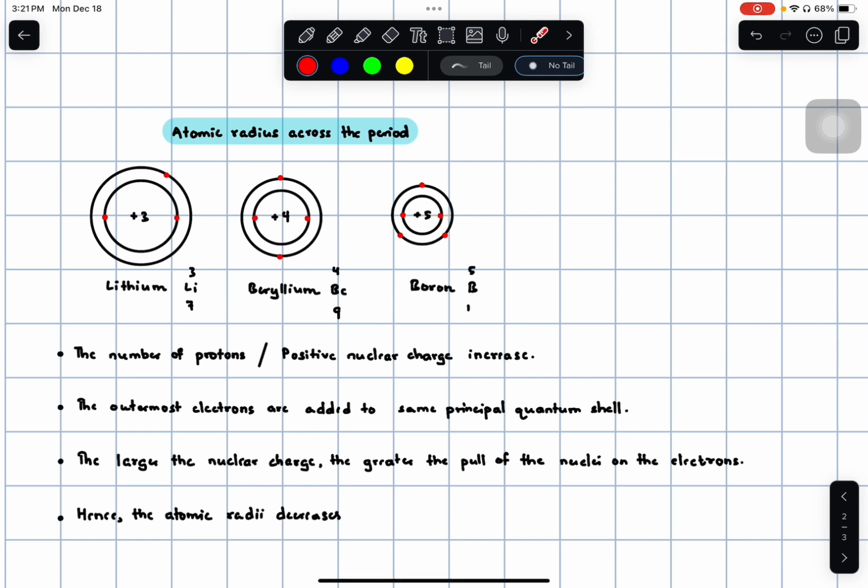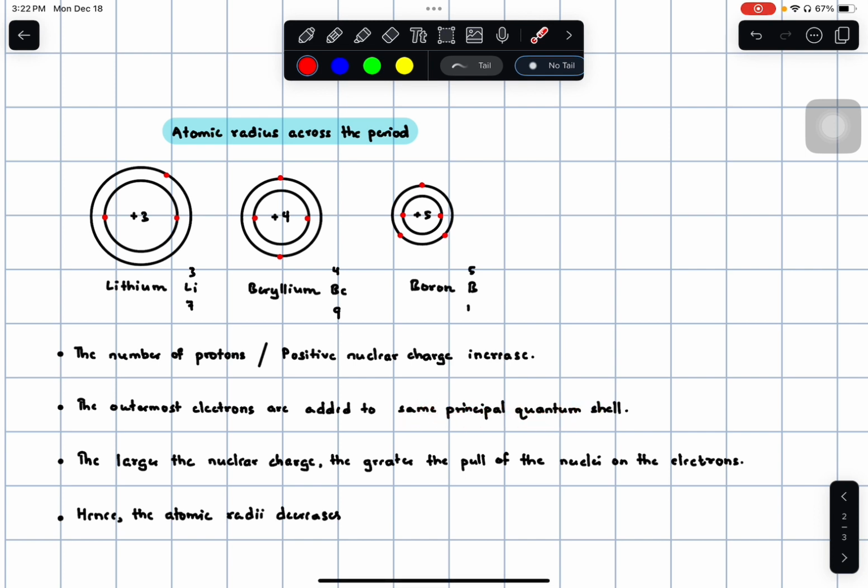However, as we go across the period, the number of electrons also increases. But these extra electrons are still added to the same principal quantum shell, or for now you can just stick to same electron shell here, which is the second shell. There's no need for you to know this yet. I'll cover this in a different video.